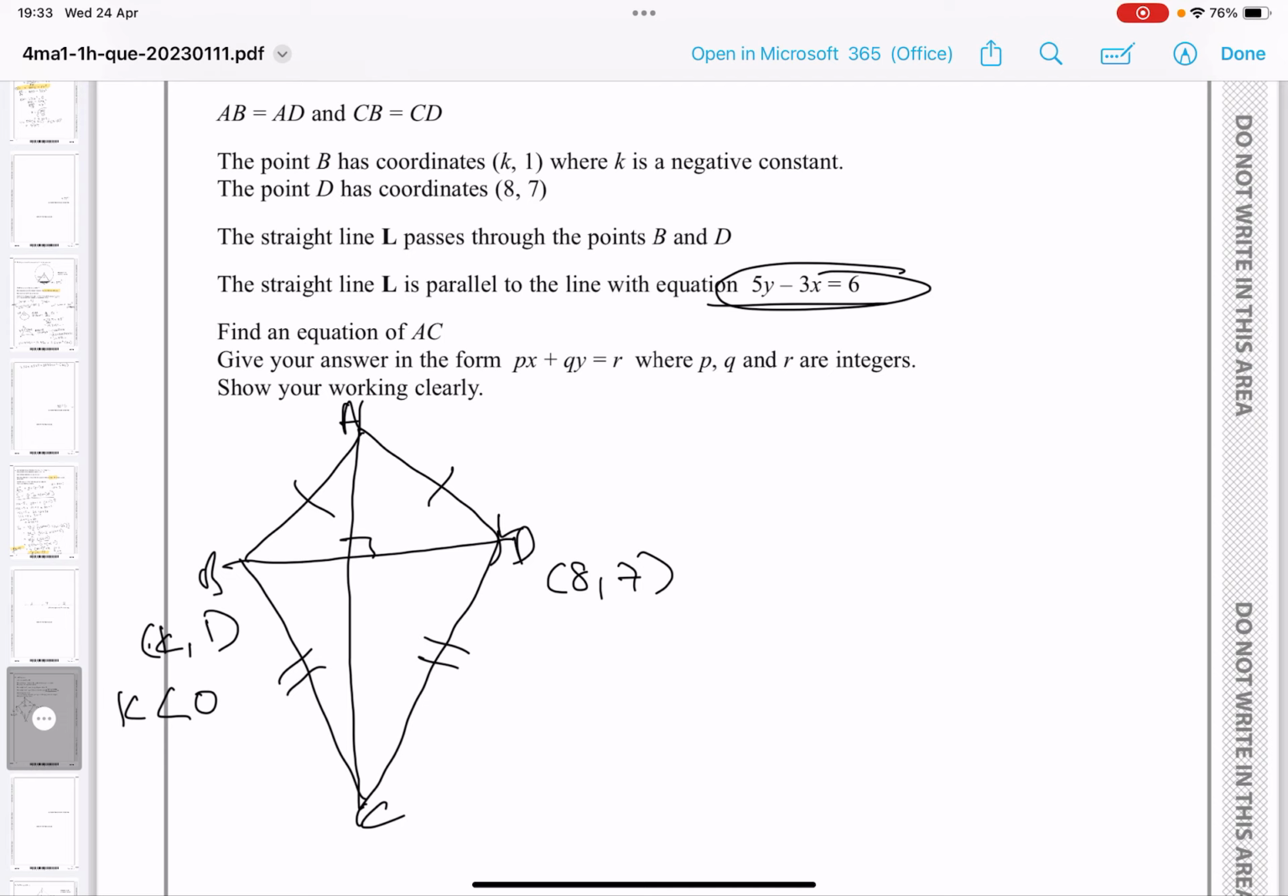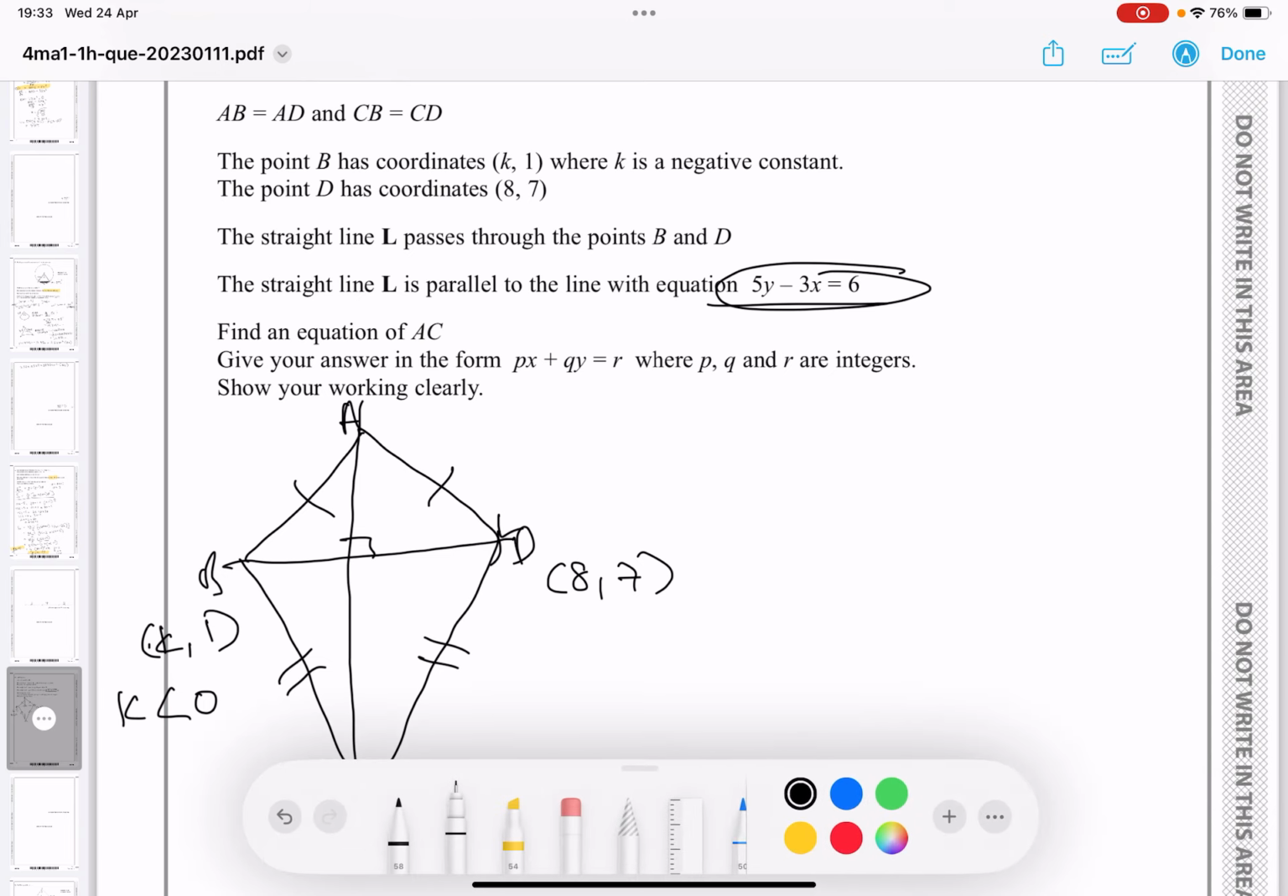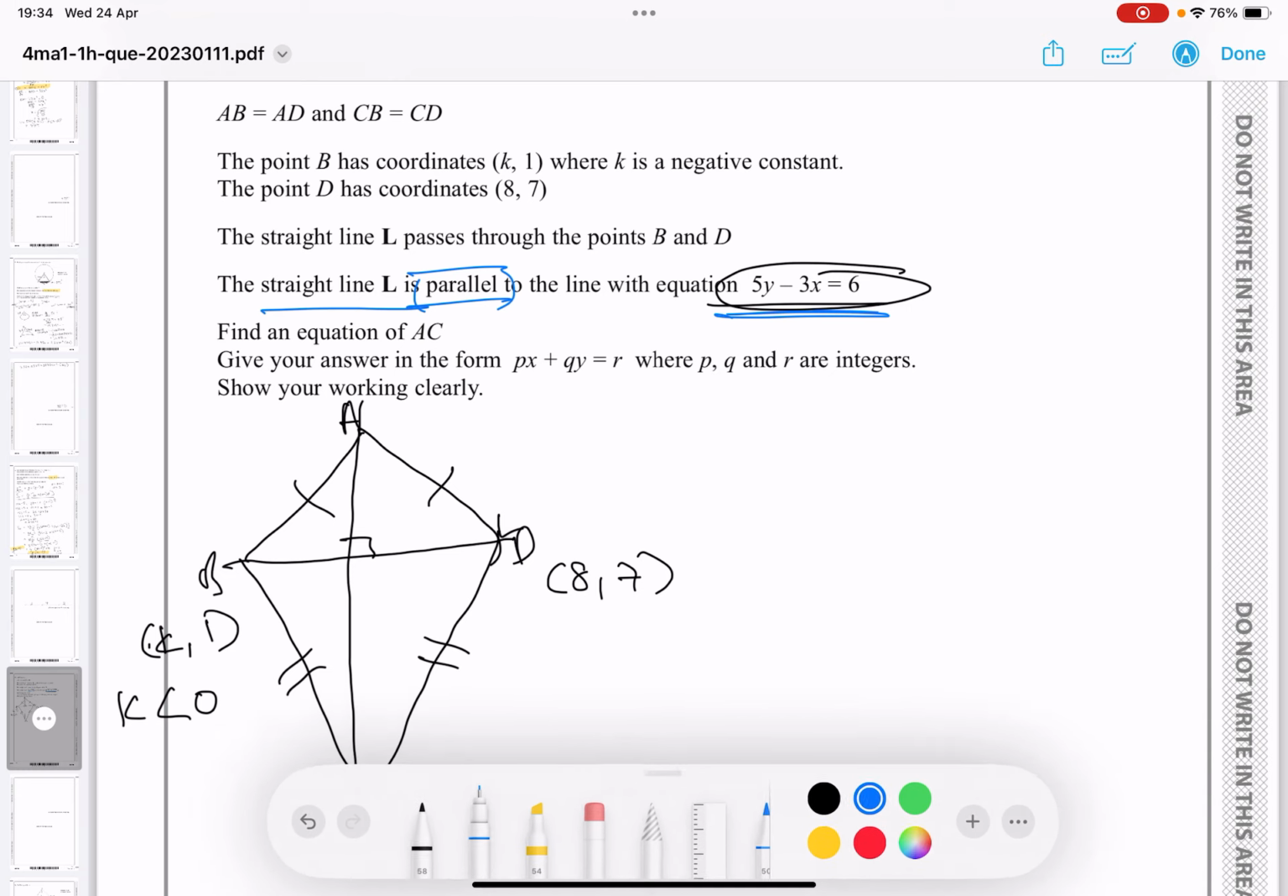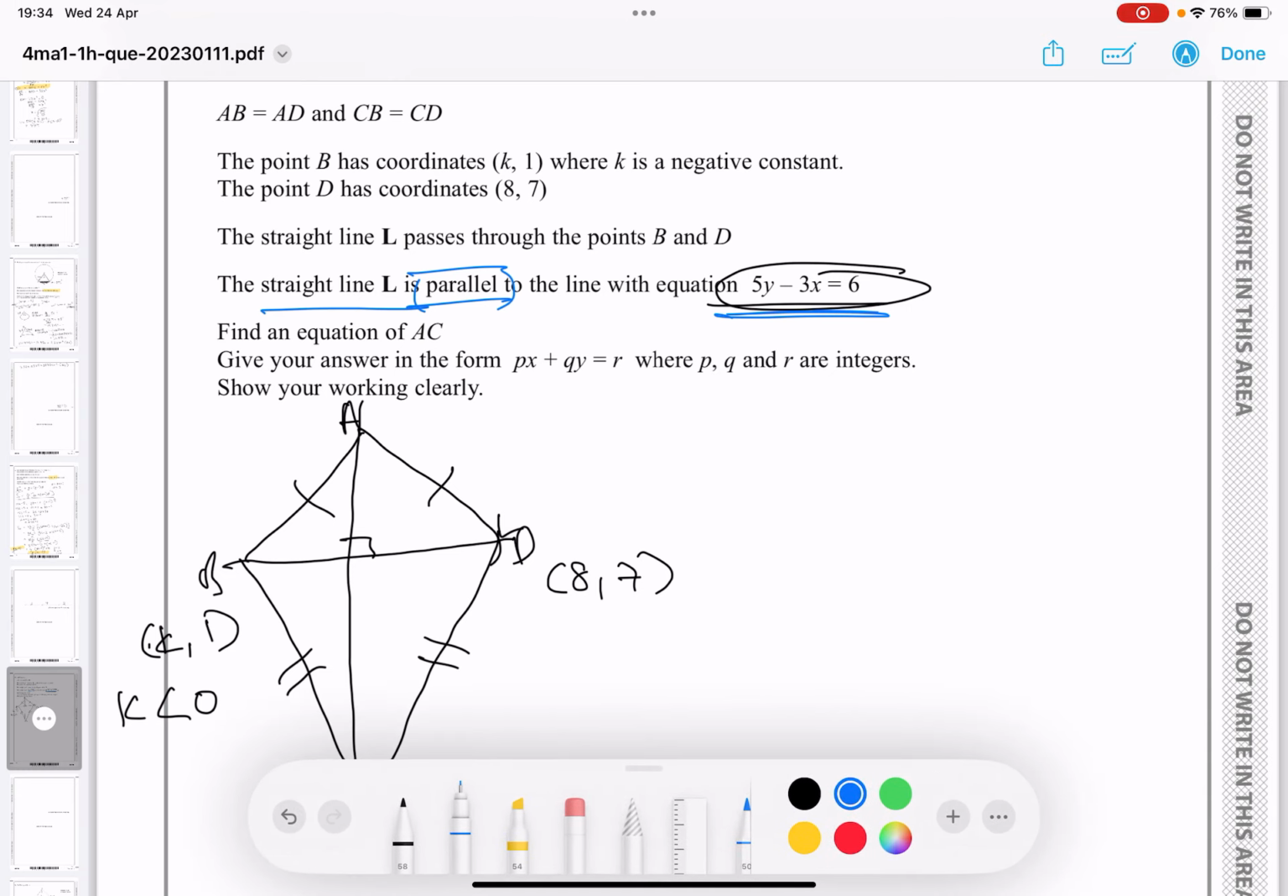So what I'm going to first do is work out the gradient of this line here, 5y minus 3x equals 6. Once I've worked out the gradient of that, the gradient is going to be exactly the same for straight line L, because the lines are parallel to each other. So the gradients are going to be the same, okay? Now, once I've worked out the gradient of line L, I can easily work out the gradient of line AC because, as I said, they're negative reciprocals. They're perpendicular to each other, okay?